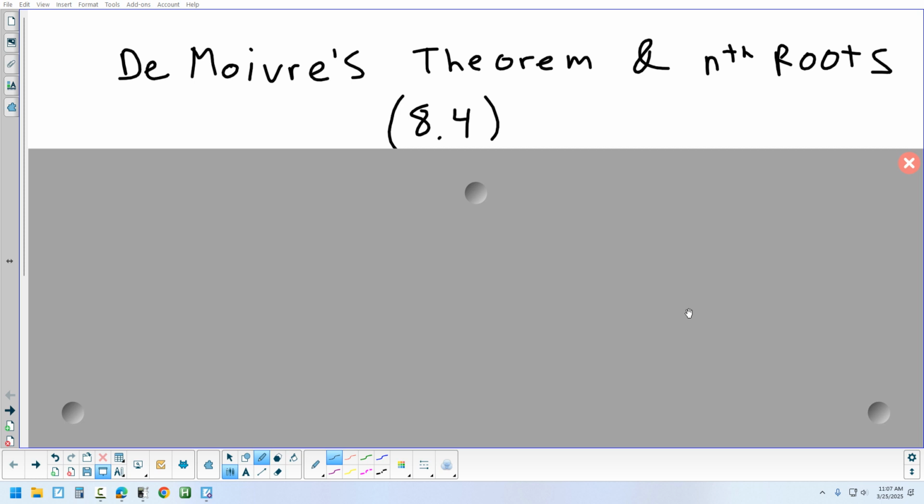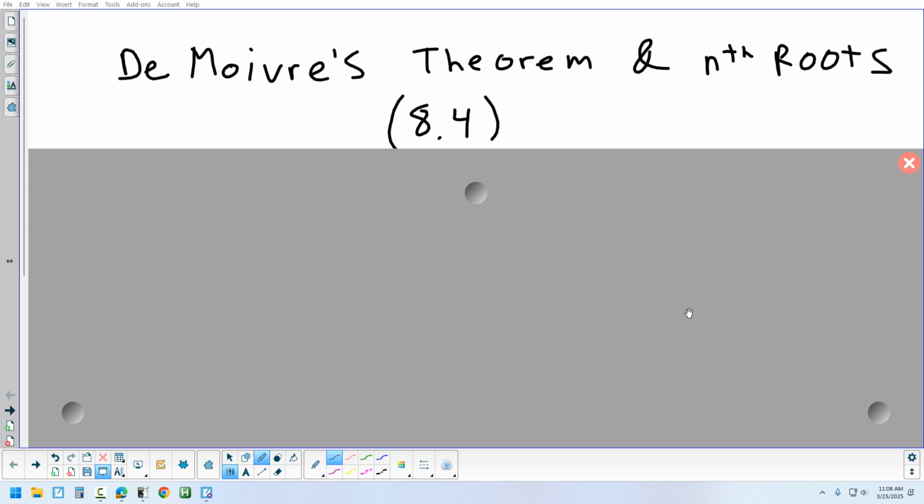Okay, so in 8.3, we looked at how to write a complex number in trig form, and we did two things with it. First thing we did was multiply two numbers in trig form, and we divided two numbers in trig form. We're going to look at two other arithmetic operations today. The first one is raising to a power, and the formula we're going to use to do that is called de Moivre's theorem. And the second one we're going to look at is taking roots. There's no special name for that formula.